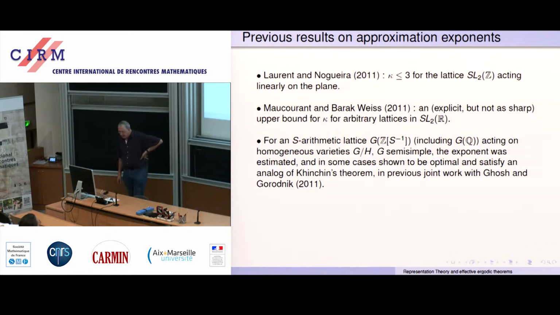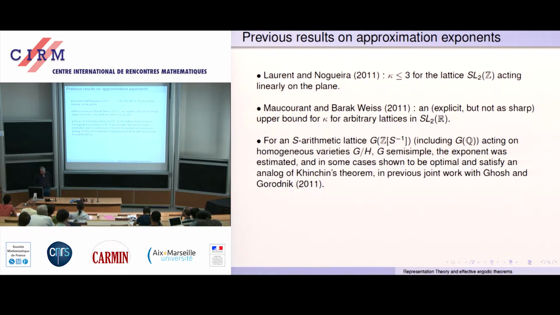And for S-arithmetic lattices, GZ with the reciprocals of the primes in S added, including GQ acting on homogeneous varieties of the form G mod H, where G is semi-simple, the exponent was estimated and in some cases shown to be optimal and satisfy an analog of Khinchin's theorem in previous joint work with Ghosh and Gorodnik. So we observed that one can apply spectral analysis and the arguments I'm going to present to Diophantine approximation. And we considered mostly the case of all rationals, or perhaps a subset of the rationals which is described by a certain subgroup S.